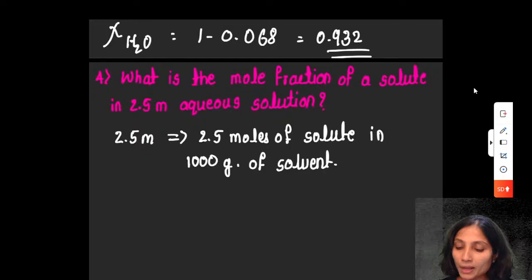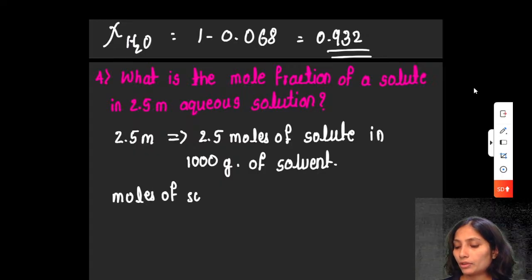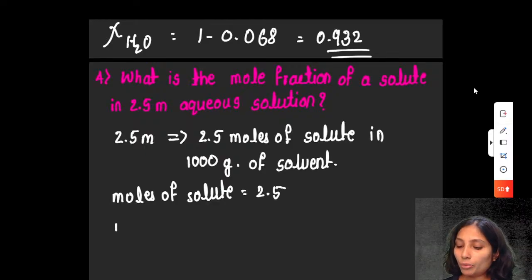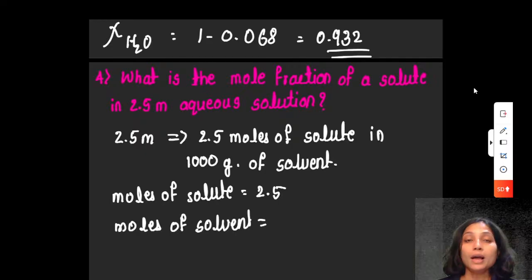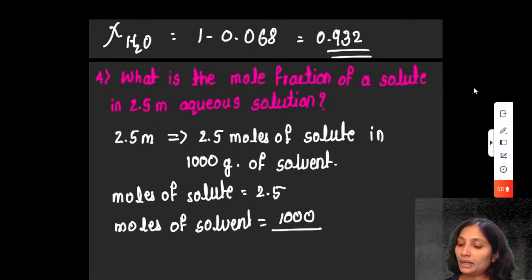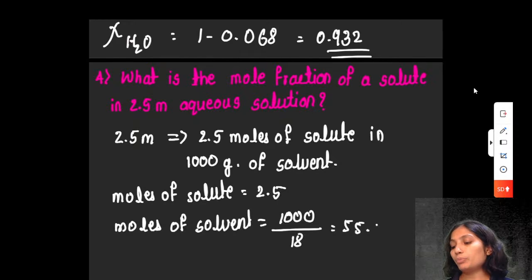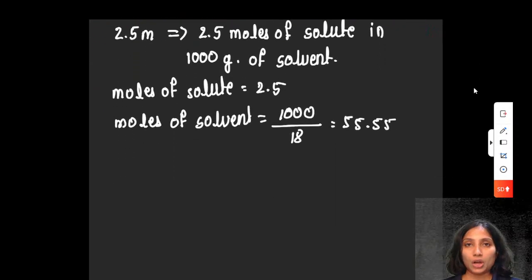And what is asked? The mole fraction, which we have to calculate. I already have the number of moles of solute. Moles of solute is equal to 2.5. How to calculate moles of solvent? Moles of solvent is equal to, we know the mass of solvent, 1000 gram given, divided by molecular mass 18. So 1000 divided by 18 is 55.55. This is the number of moles of solvent present.